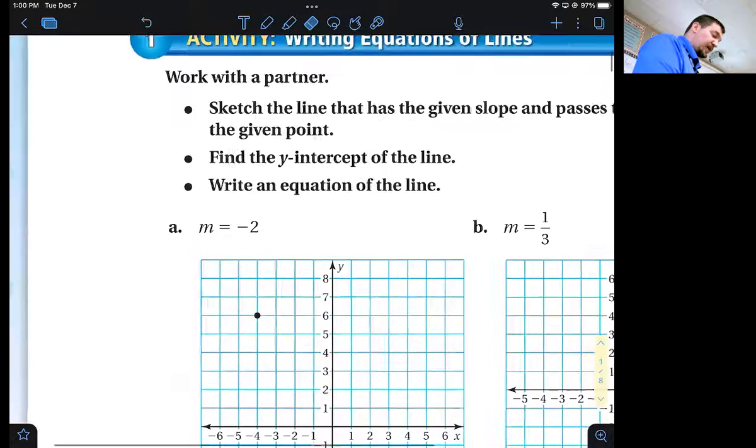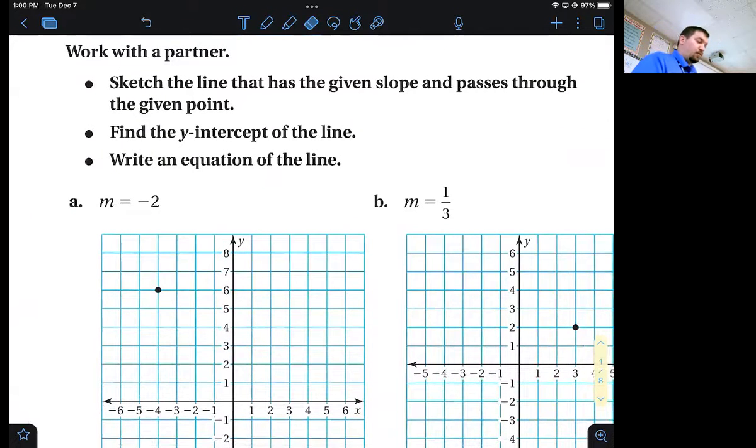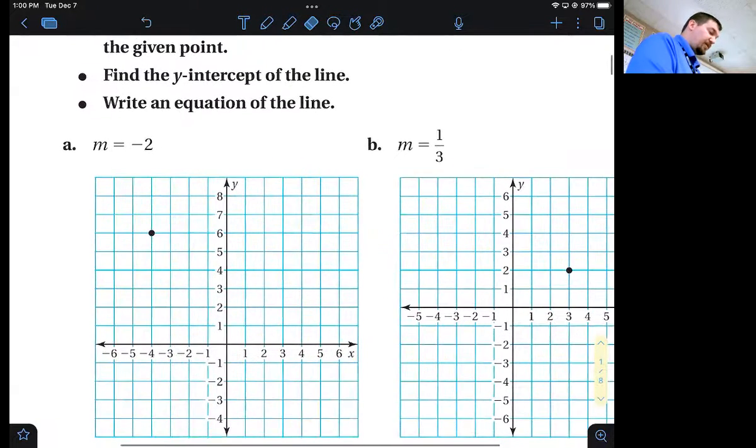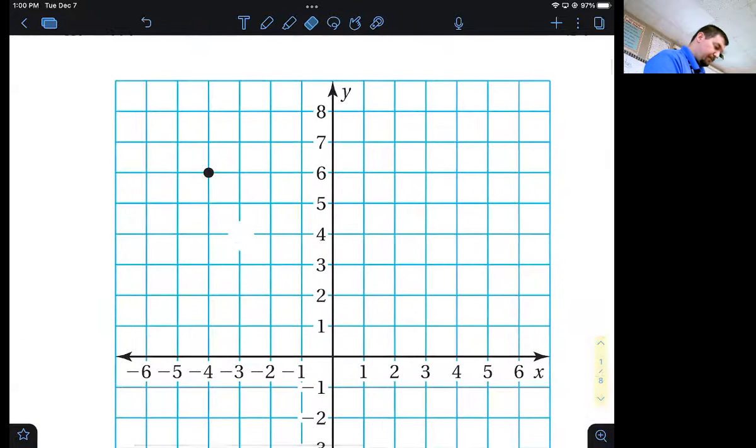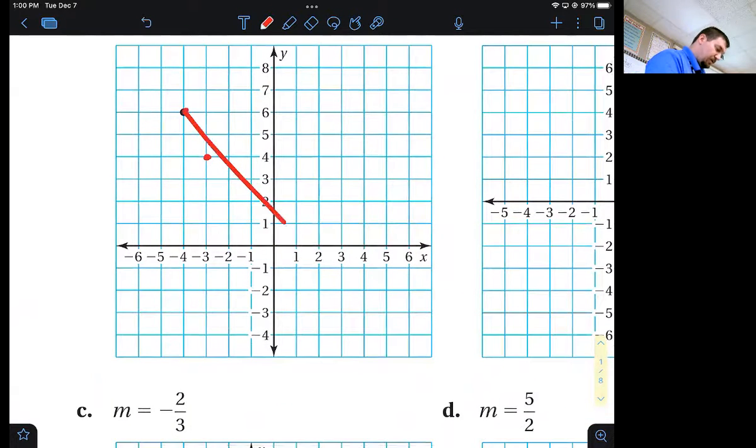So what we're going to do in this first section is, and this will be easy enough, we're going to sketch the line that goes through this given point and has the given slope. Then we'll find the Y intercept of our line and write the equation of our line. So if it has a slope of -2, I would go down how many? 2, and run to the right how many? 1. Pick the right one. There we go. And so my line would look like this direction.